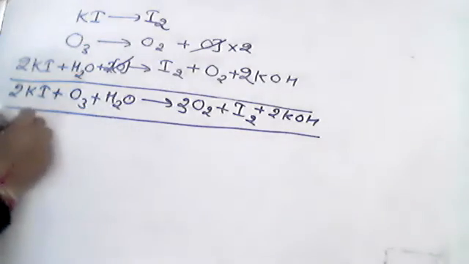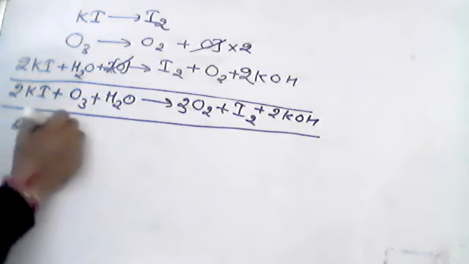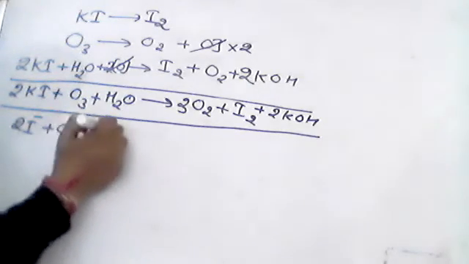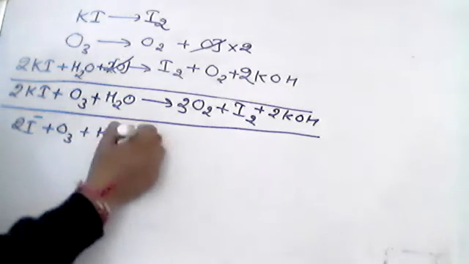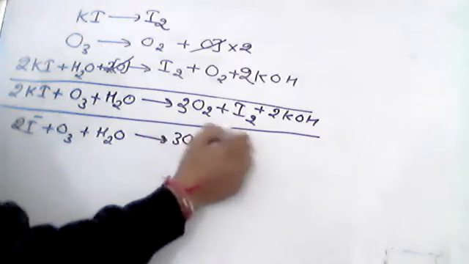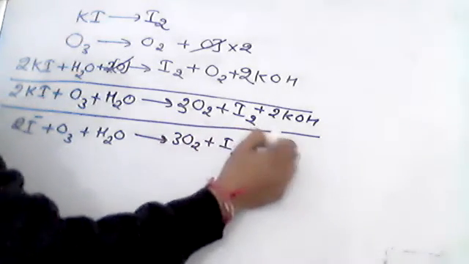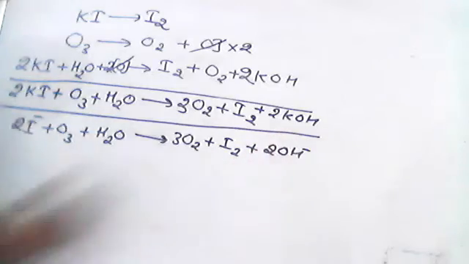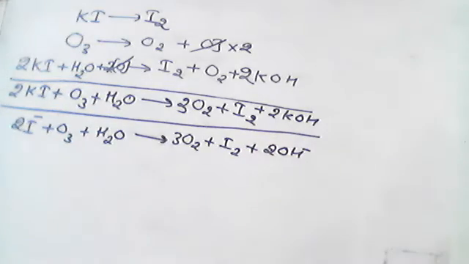2K cancel out from both sides. I will get here 2I negative plus ozone plus H2O. It will give 3O2 plus I2 plus 2OH negative. So both types of reaction should settle into your mind. Now what's the importance of this reaction, why is it so?